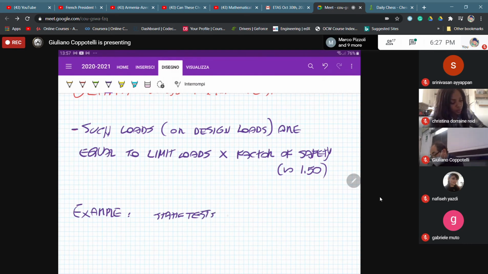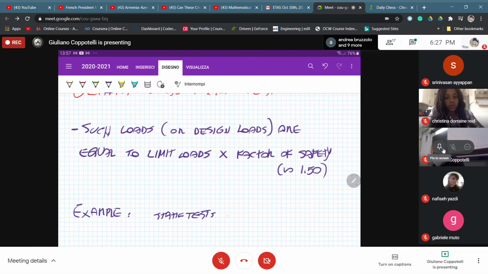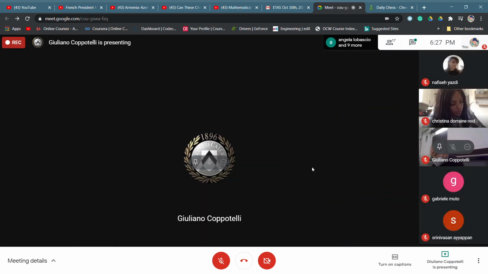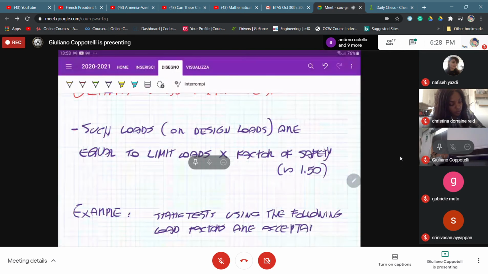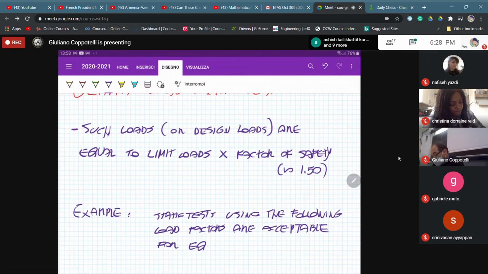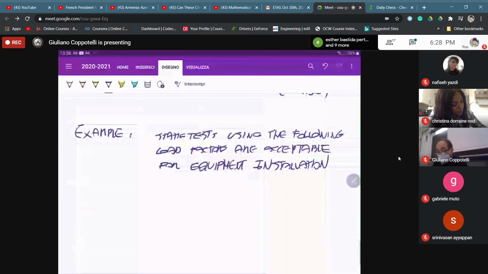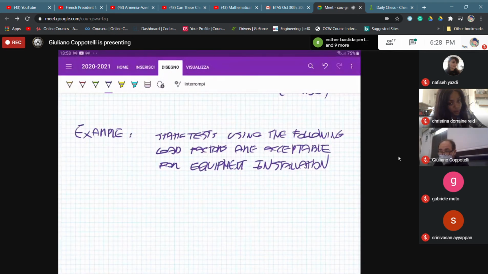Using the following factors are acceptable, for example, equipment installation. And I took this table as a reference for, I think, some general rules.